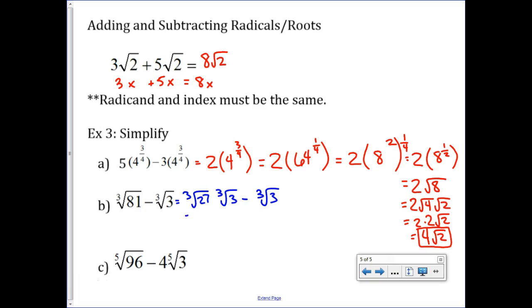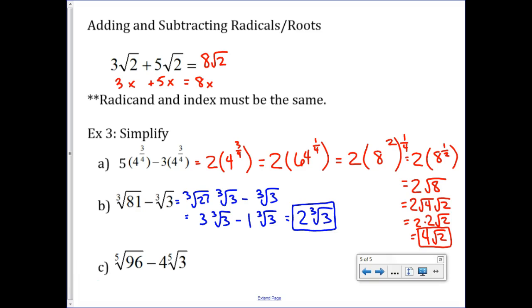The cube root of 27 is just 3 cube roots of 3, and this cube root of 3 is really just 1 cube root of 3 if you want to write that. So 3 minus 1 is 2 cube root of 3, and there's nothing we can do to simplify that, so we are stuck with that one as is.